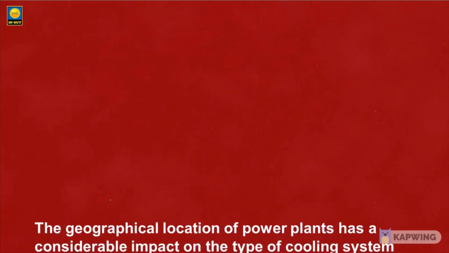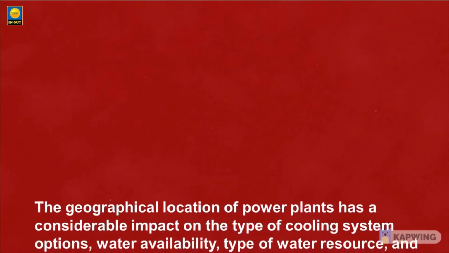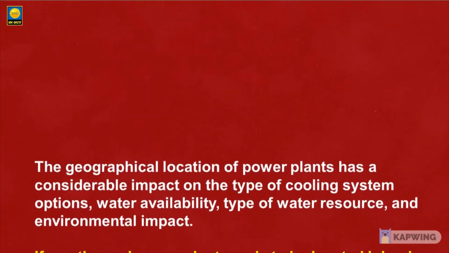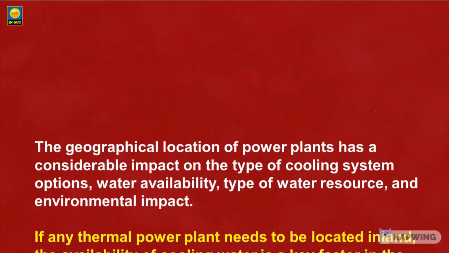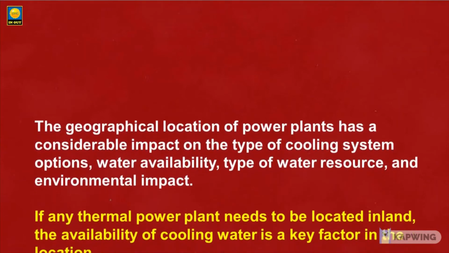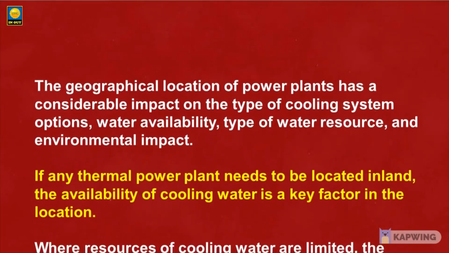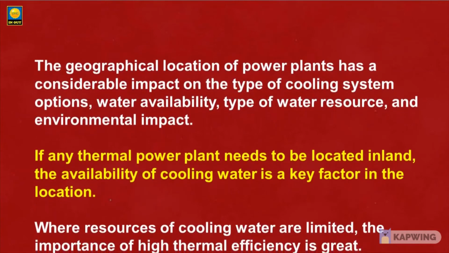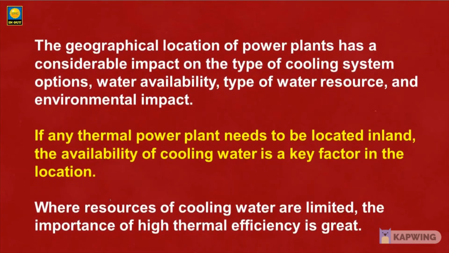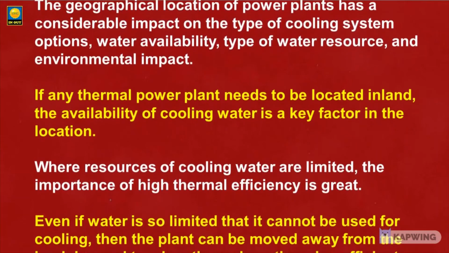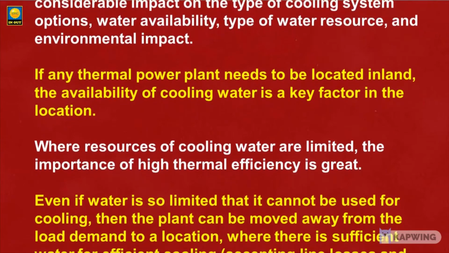The geographical location of power plants has a considerable impact on the type of cooling system options, water availability, type of water resource, and environmental impact. If any thermal power plant needs to be located inland, the availability of cooling water is a key factor in the location. Where resources of cooling water are limited, the importance of high thermal efficiency is great.